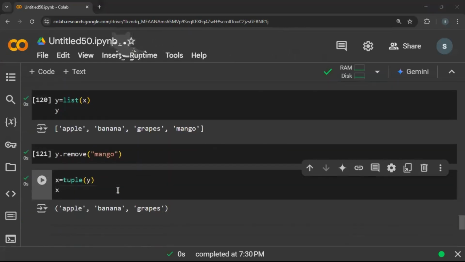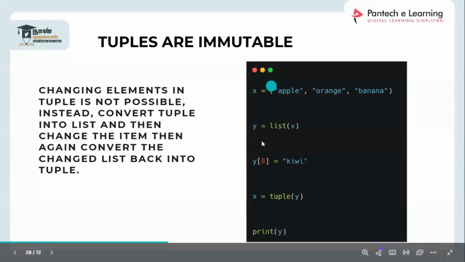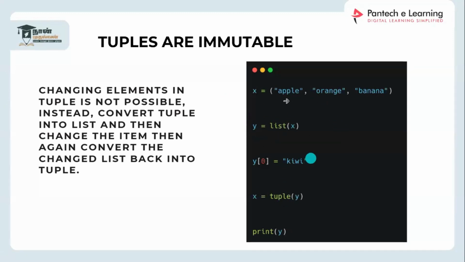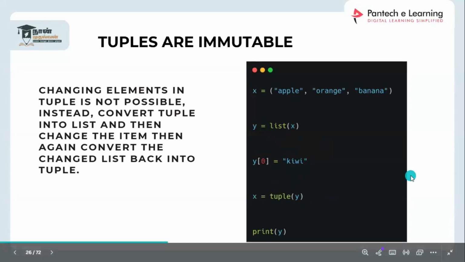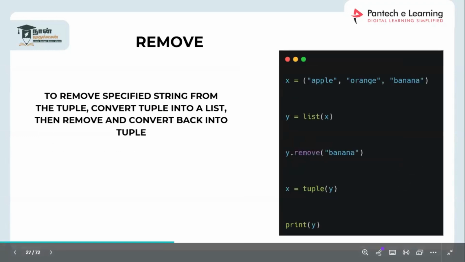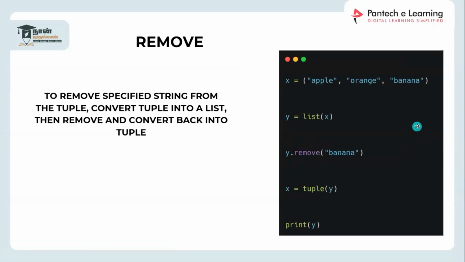Okay. So next one. I have already shown the procedure, right? First the tuple is there, we convert it into list format, we add or change the value, and again convert it into tuple format. Okay. So remove is also the same. Now I have shown the example for remove, right?